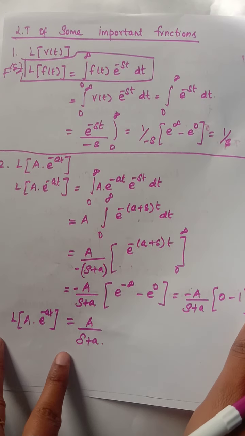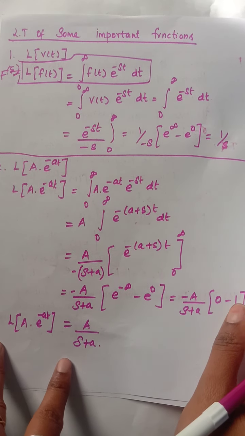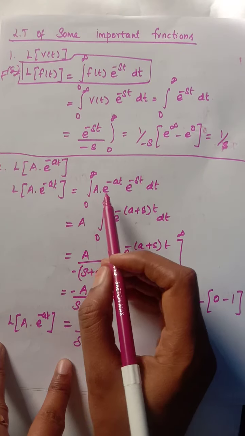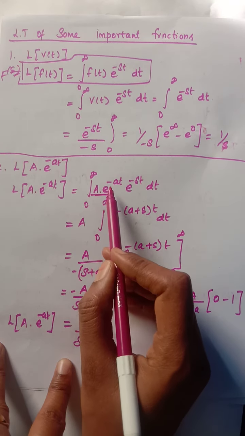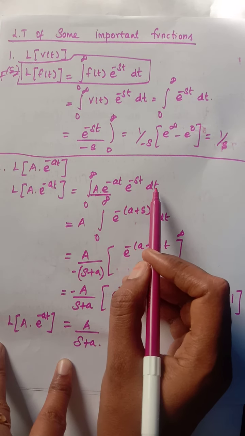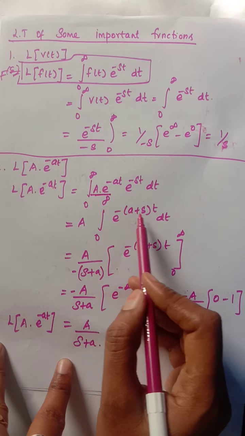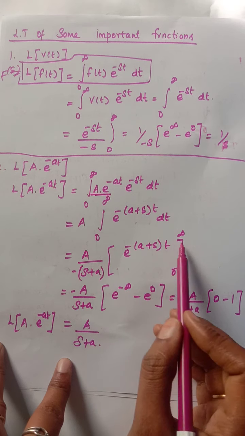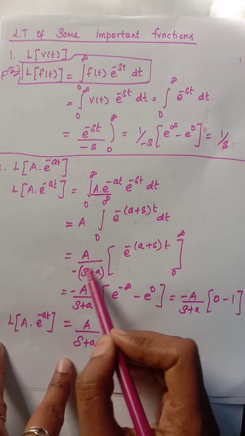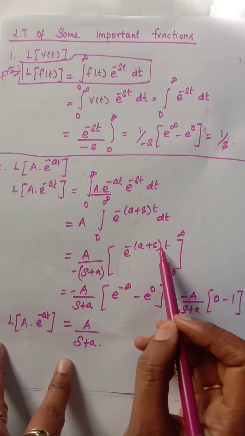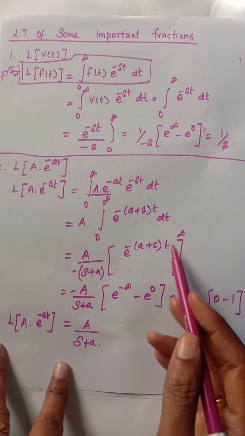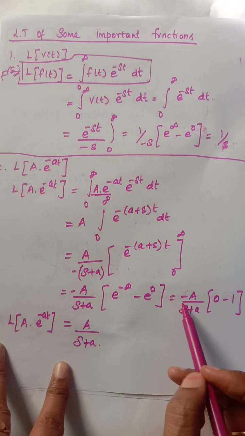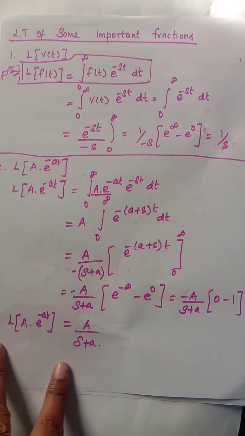Next is the Laplace transform of a into e power minus at, that is, an exponential. Now instead of f of t I apply a e power minus at e power minus st dt. Since it is exponential, I can combine it. When I integrate it, I get e power minus (a plus s) t divided by minus of (s plus a). When you apply the limit, I will get a by s plus a.